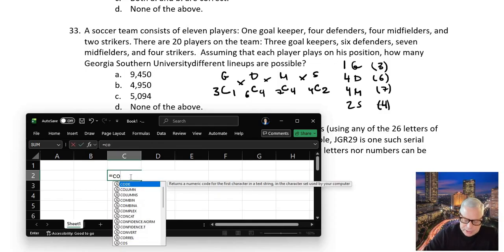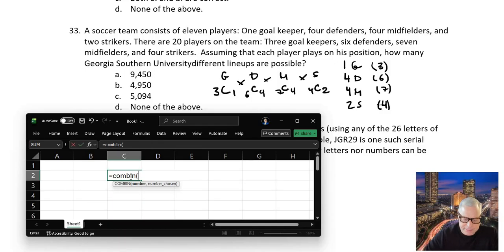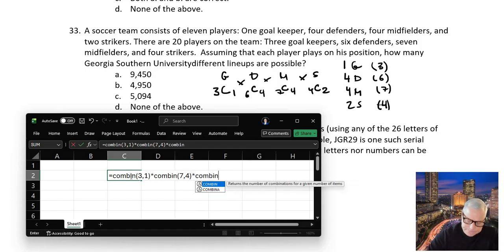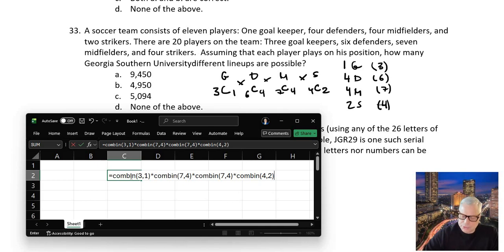So the answer should be COMBIN. For the goalkeeper we said choose from 3, 1. Now we can use the multiplication sign. COMBIN, so now for the defense we can choose from 6, 4, times the midfield, COMBIN. In the midfield we can choose from 7, 4, times the attack, COMBIN, so choose from 4, 2. So now when I press enter we should see something.